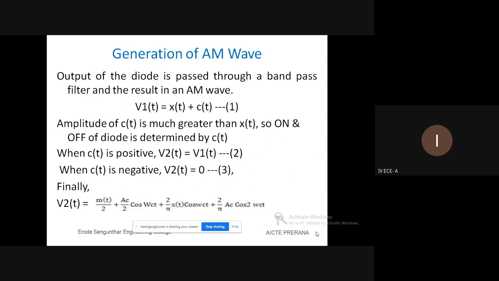When C of t is positive, V2 of t is equal to V1 of t. When C of t is negative, V2 of t is equal to 0. And finally, you get the amplitude modulated signal.